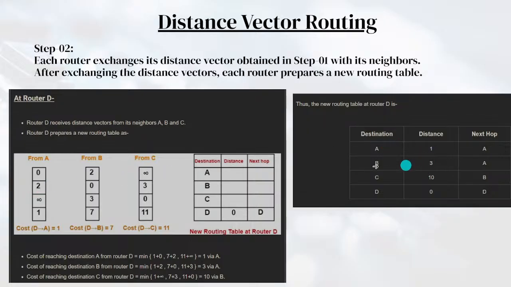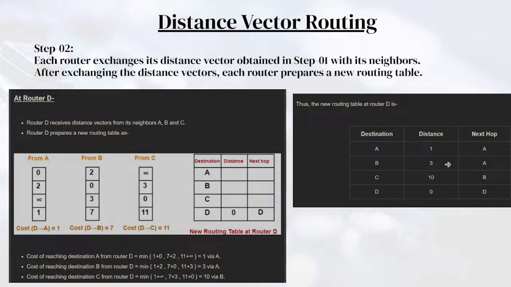2 plus 1, 3. Now the next is 1 plus infinity, 7 plus 3, and 11 plus 0. So here 1 plus infinity is a very big value, right? We cannot identify what the value is. 7 plus 3 is 10. 11 plus 0 is 11. So here also 7 plus 3, 10 is the shortest. So we have added 10. Okay, so this is the new routing table for D.